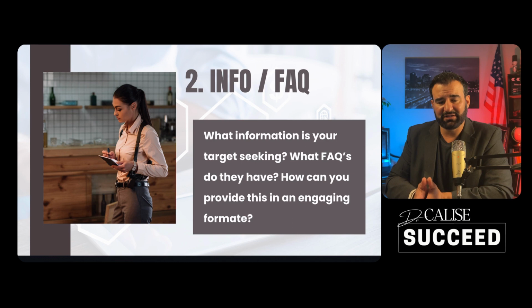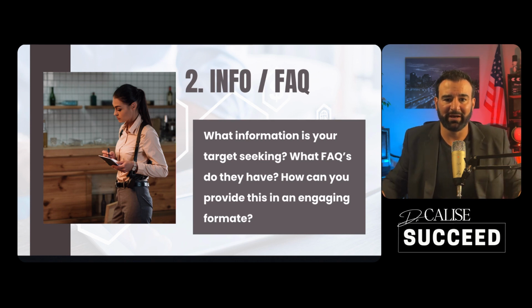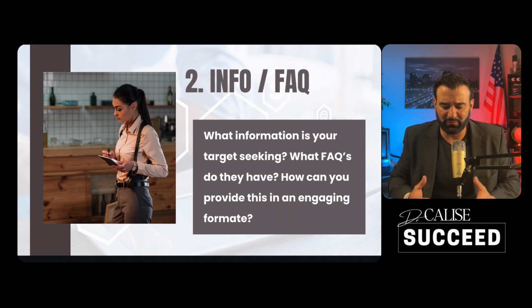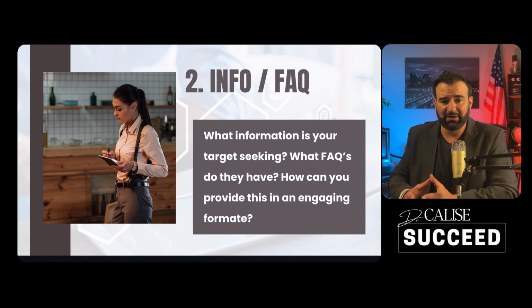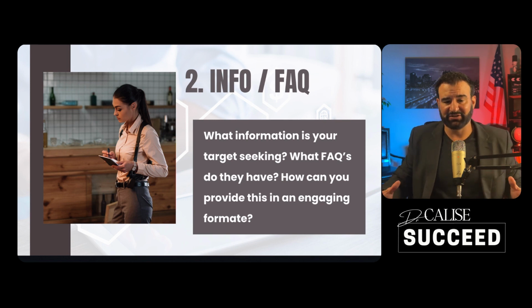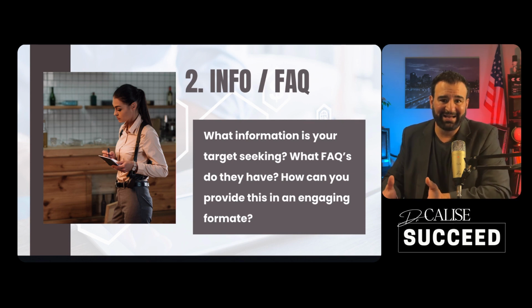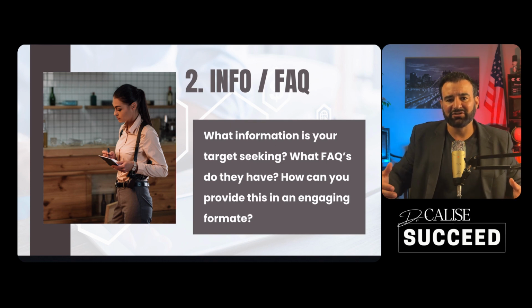So now what you need to do is you need to think, okay, here's all the information my target is seeking. Now, how can I provide that to them in an engaging format? Okay, so what does all of this mean? Well, if you're a restaurant, your target audience might want to know what food you serve, what times are you open, do you need to have reservations, how much is the cost of the food, what is the decor like, do you have live entertainment, how is there parking, where is the address? All right, these are all things that a consumer might want to know before they go to your restaurant.